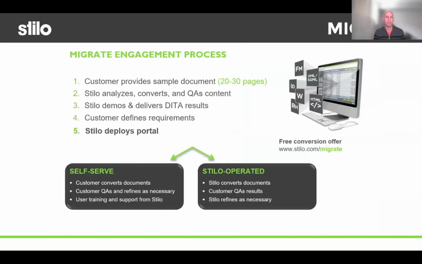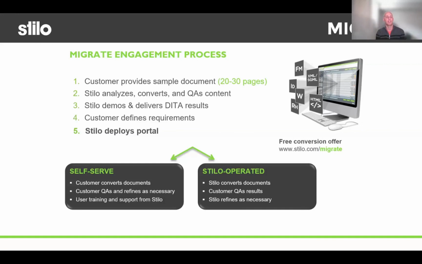So the engagement process, just to reiterate what happens. Customers or prospects will fill out lead forms, and they'll send us 20 to 30 pages of content. We take that content, we analyze it, we convert it, we QA it, and we fine tune it as much as we feel necessary. And then when we're ready, we'll call a demo with the customer, and we'll demo the entire process just like Jackson did today. And then we deliver the DITA results to the user so that they can QA it.